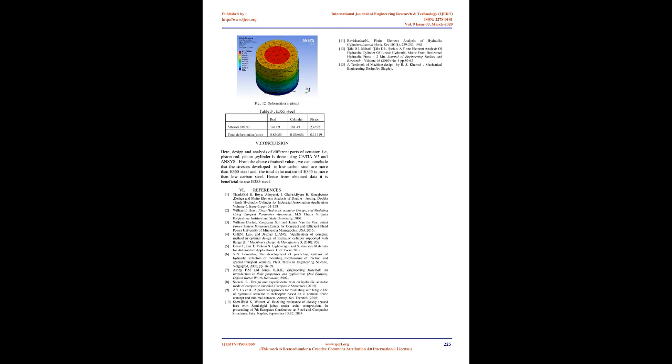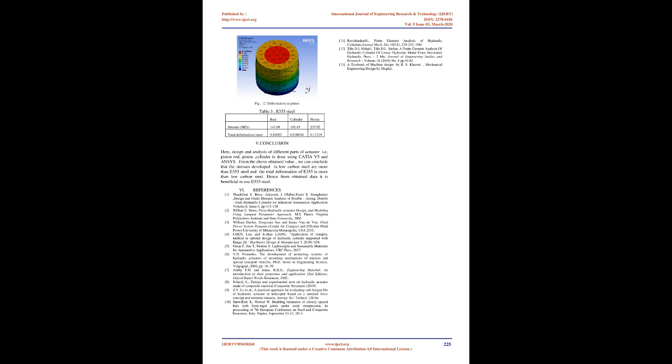Result and discussion. For low-carbon steel, for the rod, cylinder, and piston, the stresses in MPa are 153.29, 179.4, and 240.33. The total deformation in mm is 0.75084, 0.034873, and 0.10226.